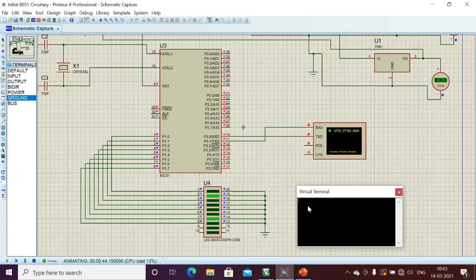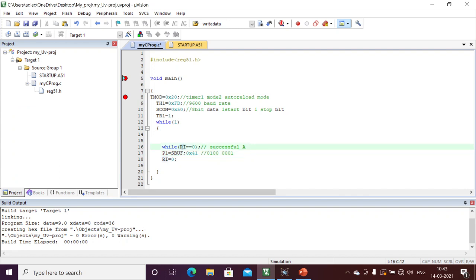This is a program where I'm waiting until one successful reception. Whatever the received current data, I'm copying to port 1. This is mainly the program for the RX. Similarly, we have written for the TX also. This is the RX program, we just need to remember.